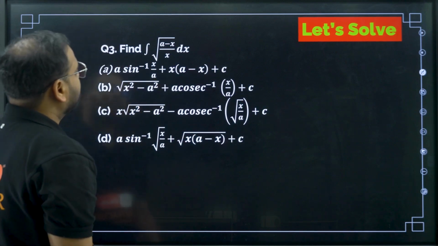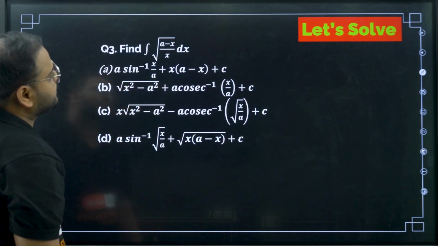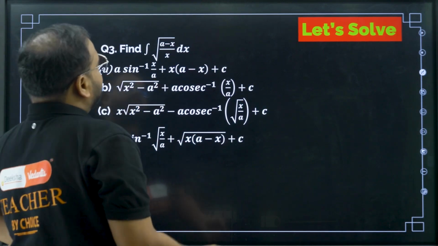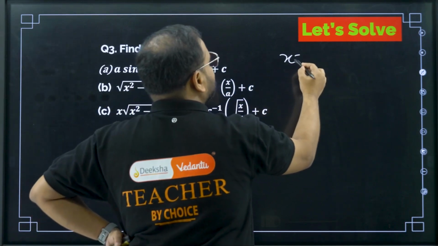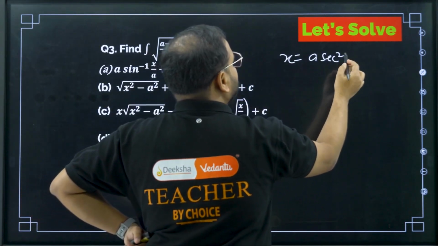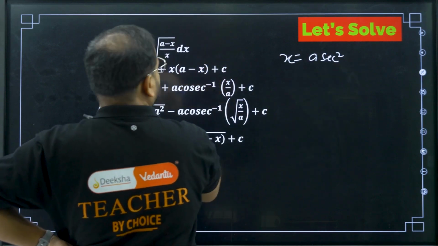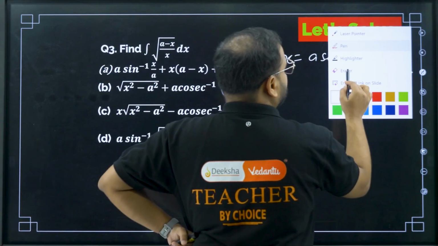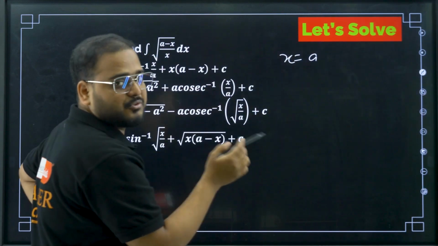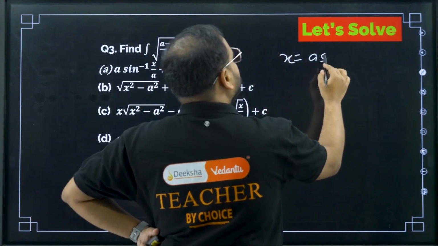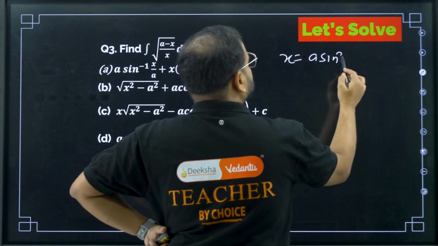What are we going to do here? Again we have to use some substitution. If you remember this form, what do I have to use? Not sec, I can use a sine square. Why? Because 1 minus is there, so sine square will work better. So x equals a sine square theta.